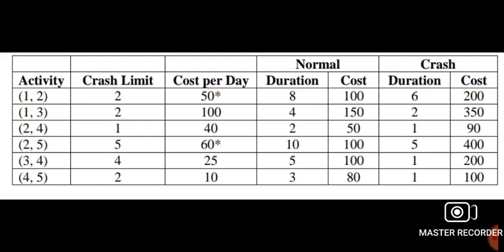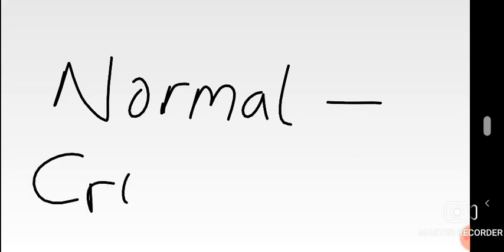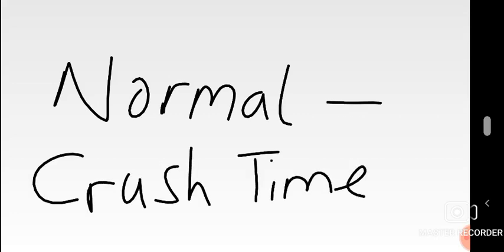So let me share how you get the crash limit and the cost per day, because these are the new columns that are key for crashing a project. Let's start with crash limit. What is crash limit equal to? Normal time minus crash time. These will always be given in a question, just look out for them. Normal time minus crash time is crash limit.